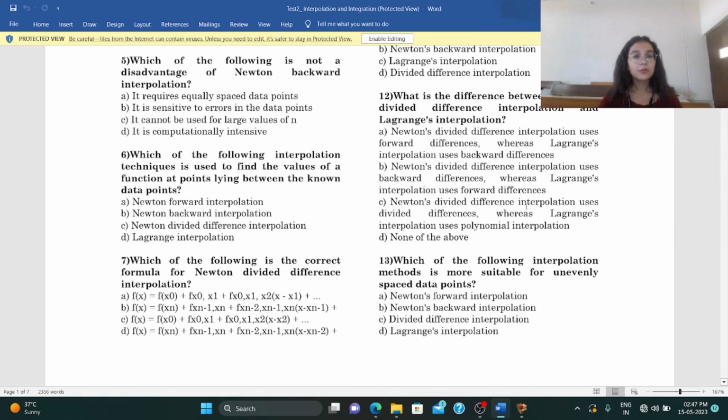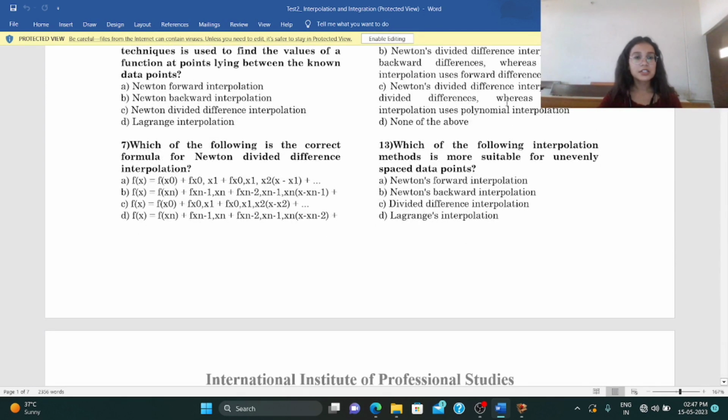Which of the following interpolation techniques is used to find the values of a function at points lying between the known data? A. Newton forward interpolation. B. Newton backward interpolation. C. Newton divided difference interpolation. And D. Lagrange's interpolation. And the answer is D. Lagrange's interpolation.